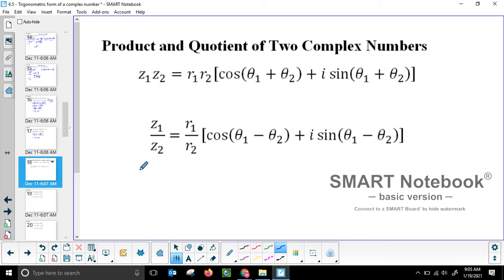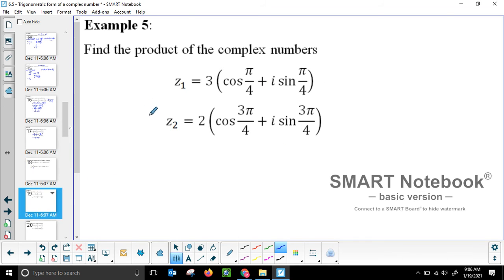All right, product and quotient of 2 complex numbers. If we have 2 complex numbers, z1 and z2, to multiply them, all we do is multiply the r's and add the thetas. To divide them, we do the opposite. We divide the r's and we subtract the thetas. So very straightforward. So let's find the product of these 2 complex numbers.